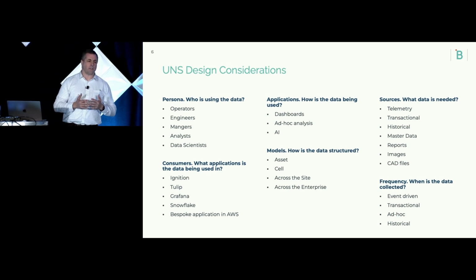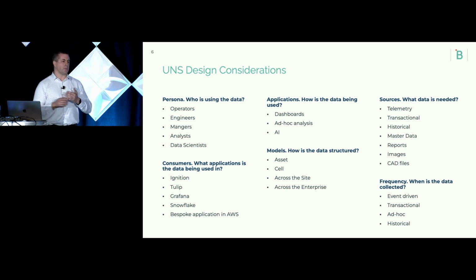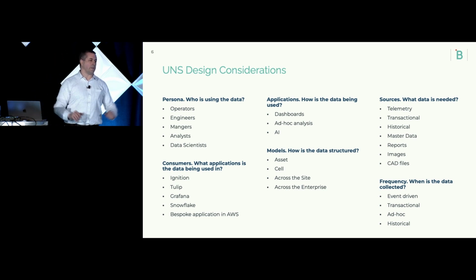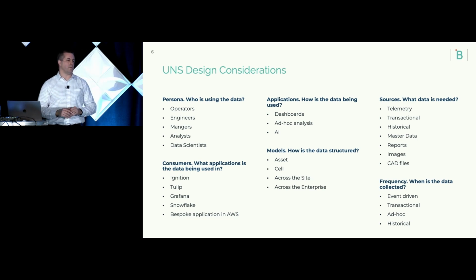What are the sources? It's not just about telemetry. A lot of people start with telemetry, and telemetry is a key source of data in a factory. But there's a heck of a lot more data out there. There are a lot of other data systems on the factory floor, quality and maintenance systems that are never connected to industrial automation. And then there's a lot in this stack.